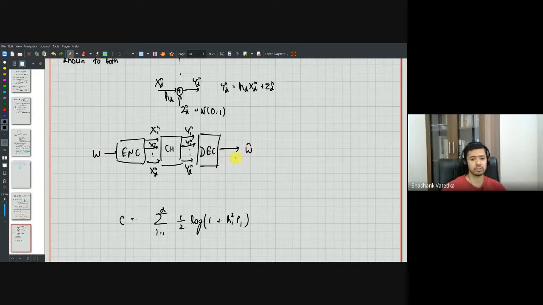Right, so the goal is again the same. We want to transmit a message. This is a binary sequence of length kn.